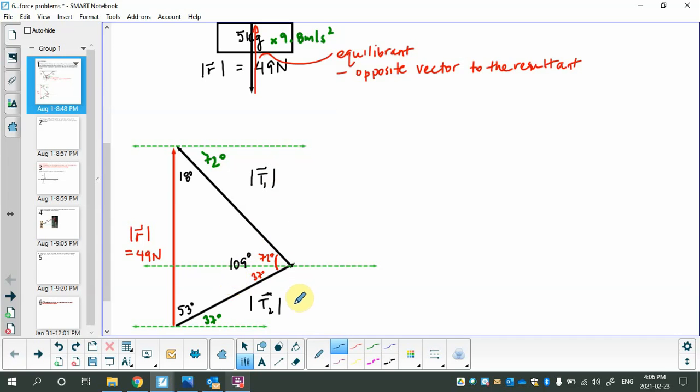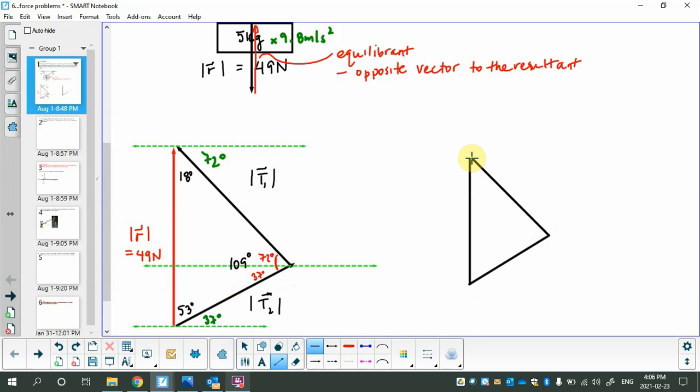Now I am going to make one last picture. I'm going to take out the arrows and I'm just going to put in the facts. So we have a straight up and down line. We've got a line that goes in this direction. We've got a line that goes into this direction. We've got a corner inside of 18 degrees, of 53 degrees, and of 109 degrees. And this side right here is 49 newtons.